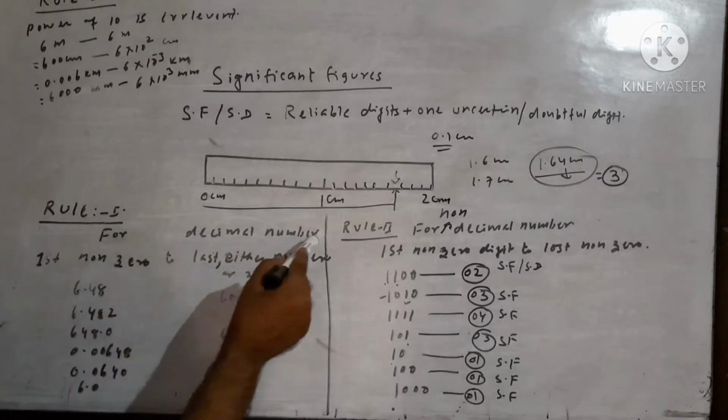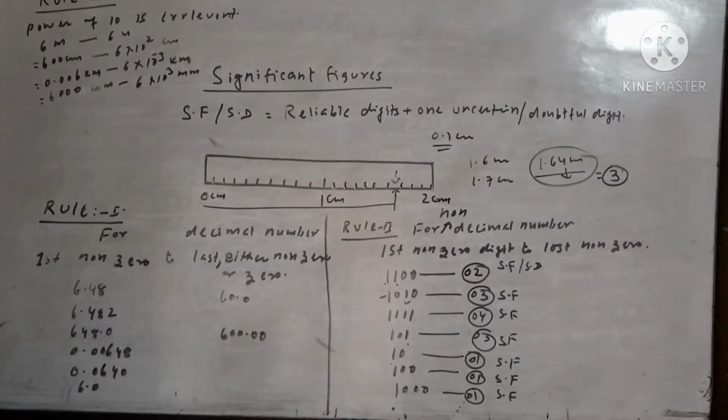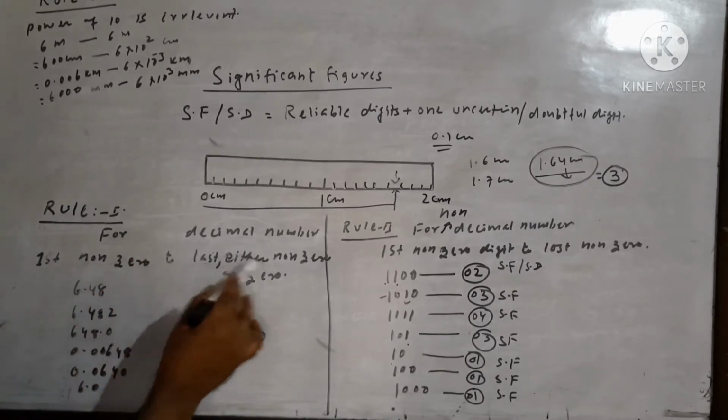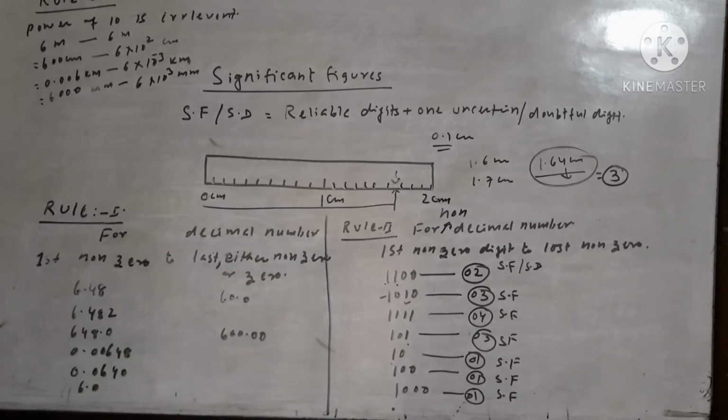Now come to the next rule. For a decimal number, if the number contains a decimal, then we count from the first non-zero digit to the last digit, either non-zero or zero.